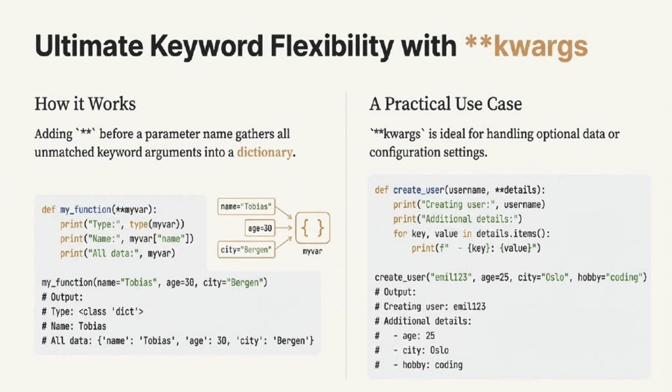called mywar. That is why the output shows the type as dictionary. We can access individual values using their keys, like mywar of name, which should be mentioned inside. And we can also print all the data together. This approach is very useful in real applications where user information or configuration settings can change.